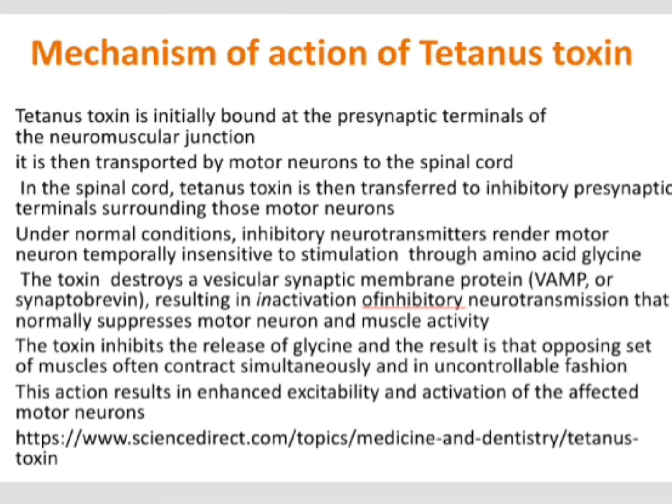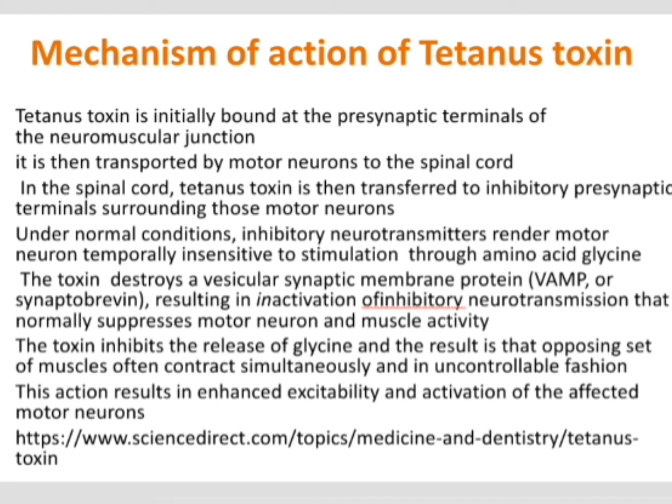So by the combined action of these two neurons, the muscle contraction and relaxation will be occurring simultaneously. But when the tetanus toxin gets attached to these inhibitory neurotransmitters, then the toxin destroys a vesicular synaptic membrane protein, that is VAMP, resulting in the inactivation of the inhibitory neurotransmission that normally suppresses motor neuron and muscle activity.